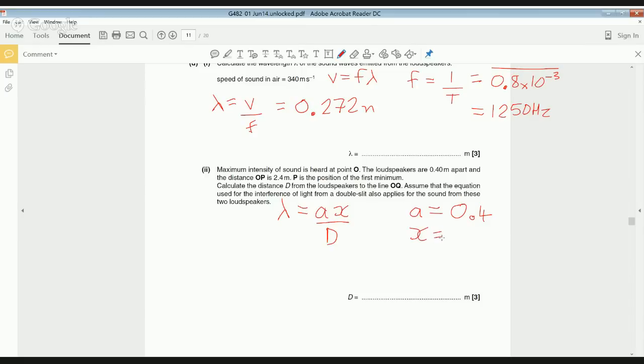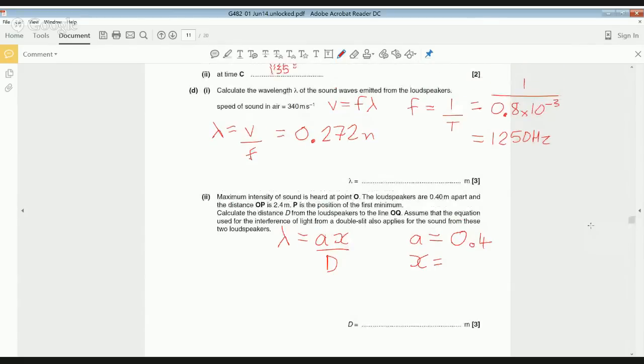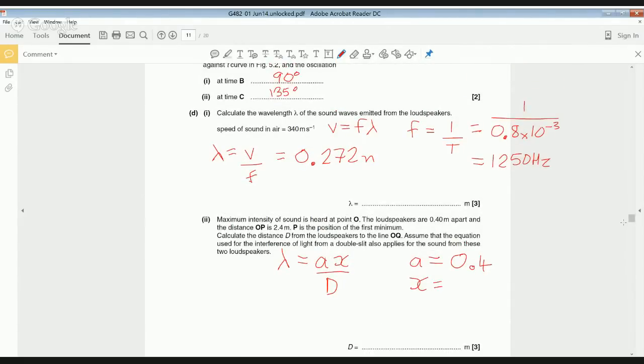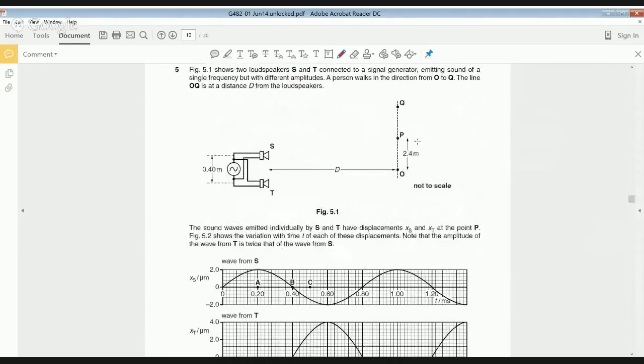x is the distance between the fringes in a Young double slit experiment. Now let's just take a look at our diagram here. A very common mistake in this question would be to say that the fringes would be at O and P and that the distance is 2.4. That's not the case. P is a minimum. That's a dark fringe between two bright fringes, if this was a light experiment, or between two maxima, will be from O to Q. So that's going to be 4.8.